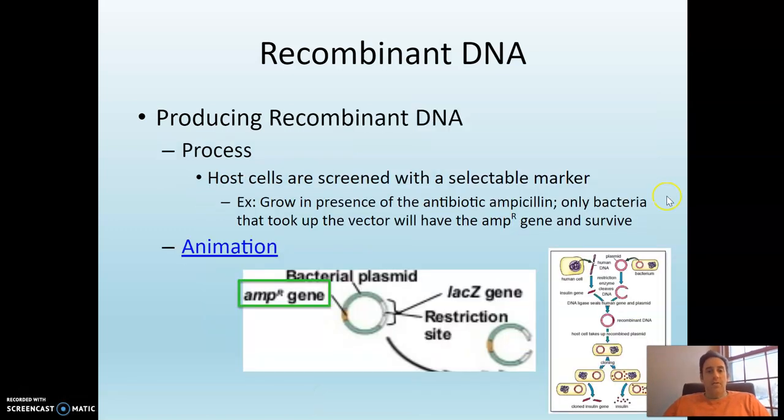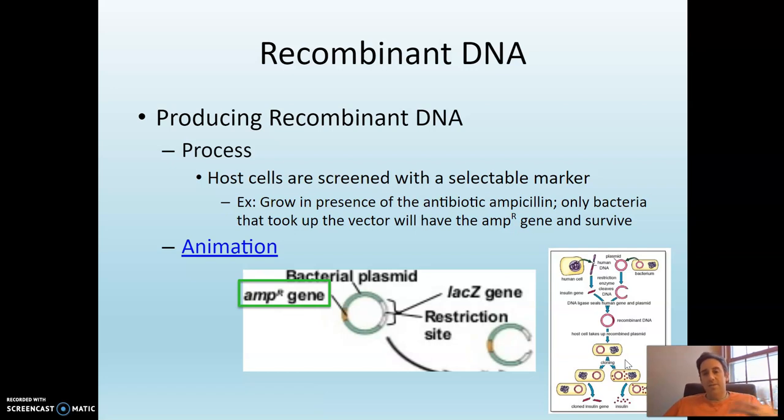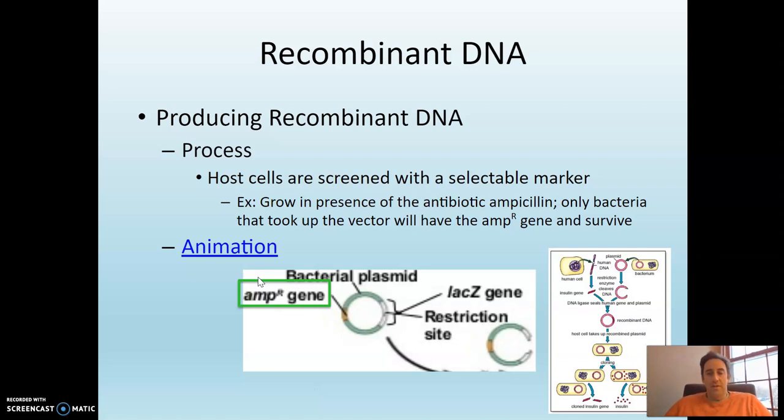Okay. Now, the host cells are screened with a selectable marker. In other words, when we're growing these things, we don't just grow them on any old surface. We grow them in a way that allows us to make sure that they've actually taken in that vector. So in this case, we might have this ampicillin resistance gene in that plasmid. And then if we grow the bacteria in the presence of ampicillin, only cells that have taken up the plasmid will be resistant, and only they will be able to grow. So that way we know that our cells actually took up the gene.